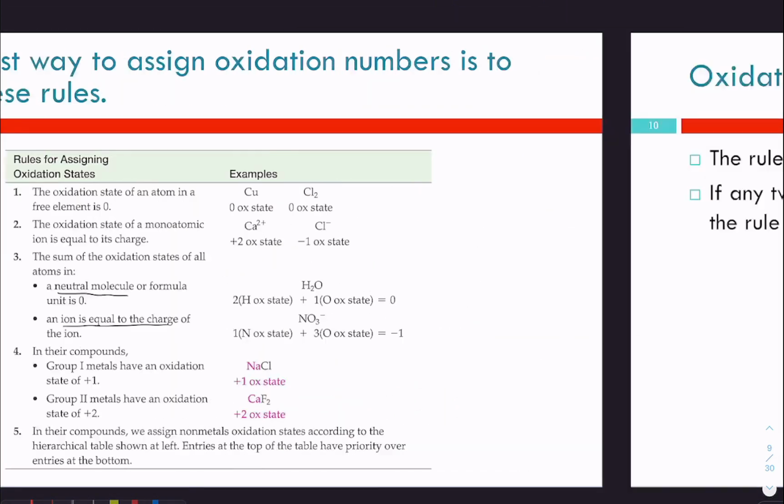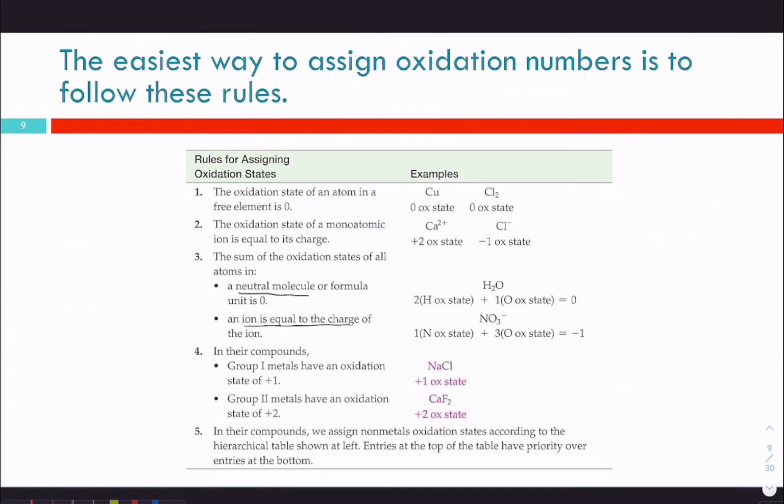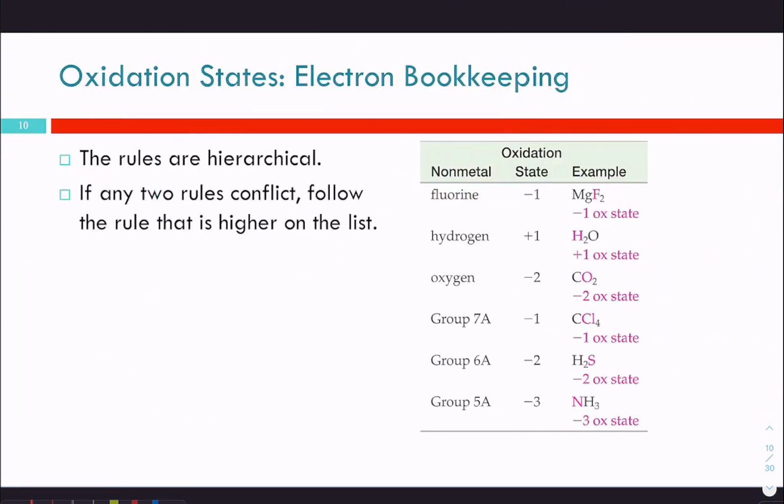And then I think it's on the next slide. So for metals, you can use these to figure it out. And then in their compounds, for nonmetals, their oxidation states follow this hierarchical table. Essentially, in these cases, the higher on the list it is, the higher priority it has. So fluorine, above everything else, has a -1 oxidation state.